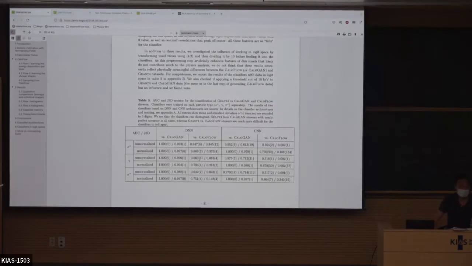Yes? What's the second number in the cell? Yeah, I didn't have time to explain it, but it's another metric for whether two distributions are the same, called JSD, the Jensen-Shannon divergence, that I think Gregor mentioned in his lectures. Again, a score of 1 means they're very easy to tell apart, and a score less than 1 means the two distributions are harder to tell apart.